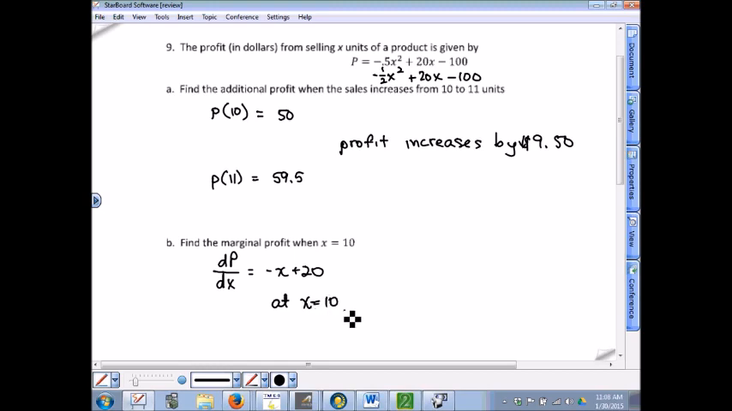And at x equals 10, the marginal dP over dx is equal to 10. And since it's a rate of change, it's $10 per unit. So what this is describing is it would increase $10 per unit if we increase production or sales. And that's pretty accurate, because when sales increase from 10 to 11 units, that's an increase of 1 unit. The actual increase in profit was $9.50, and this is saying that it's about $10 per unit.